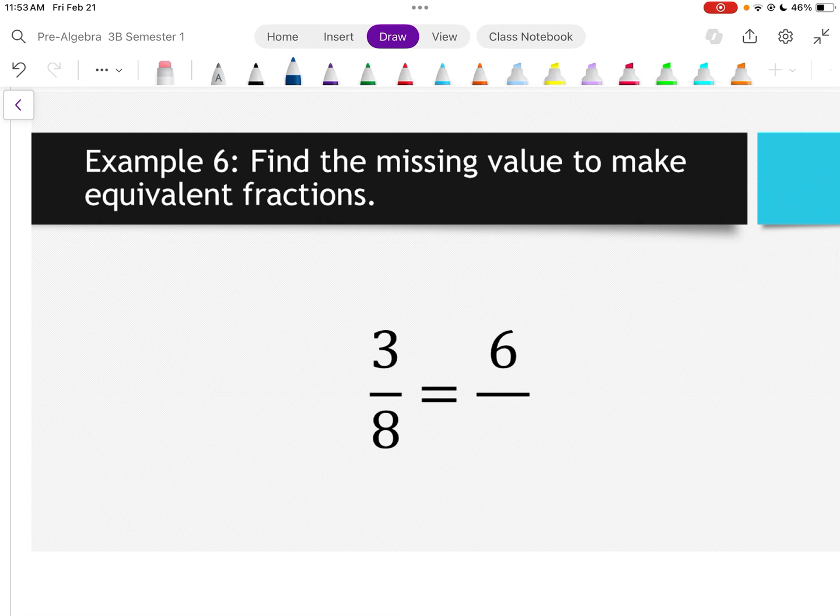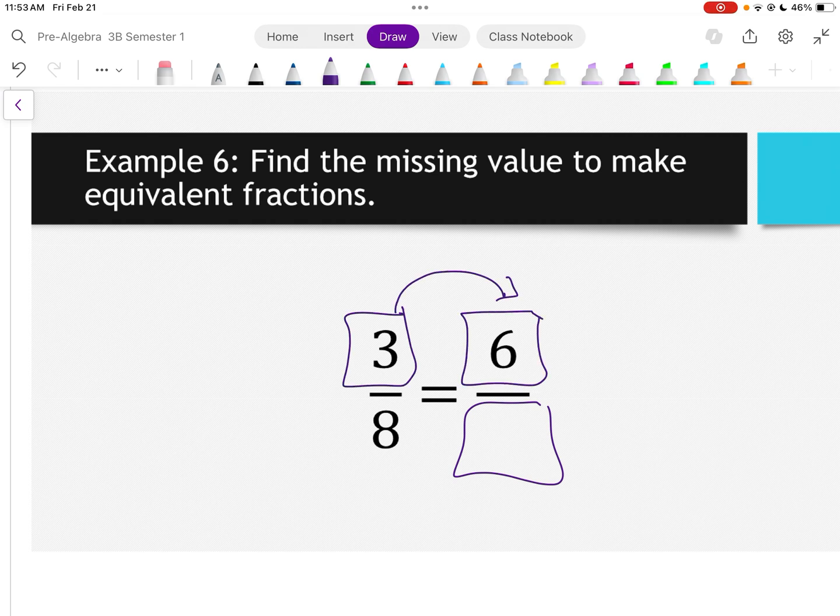All right, so if we look at this next one, we have 3 over 8 equals 6 over a number. They give us both the numerators, so we're going to find our connection between 3 and 6. And I know 3 times 2 equals 6. That means on the bottom, we are going to do that same operation, times 2, to get our answer of 16.